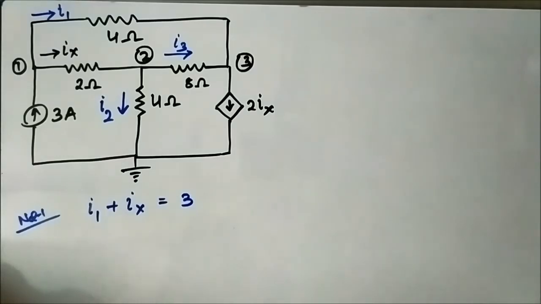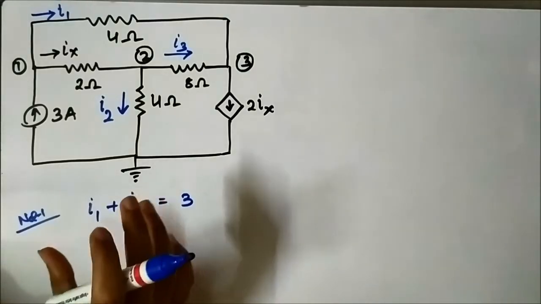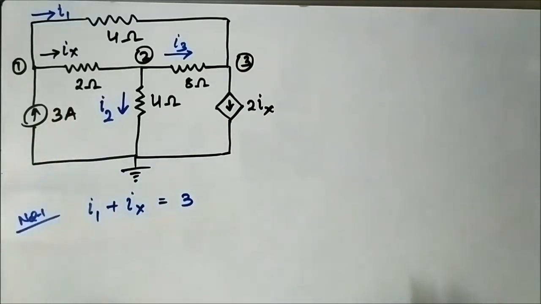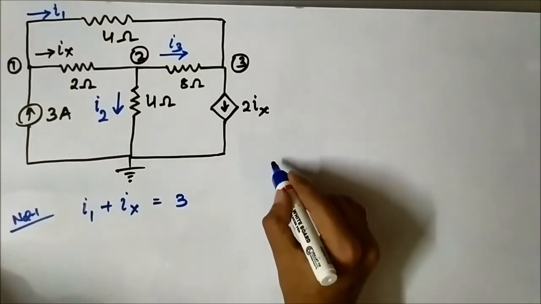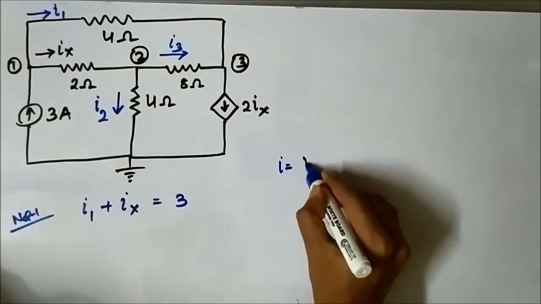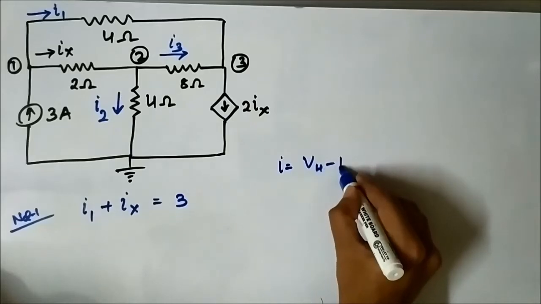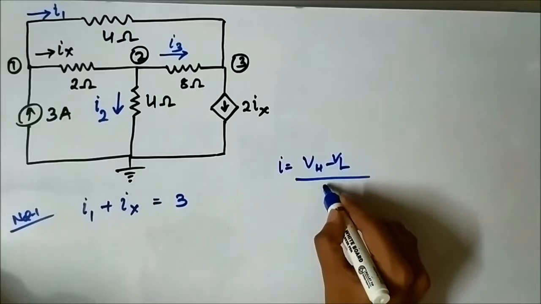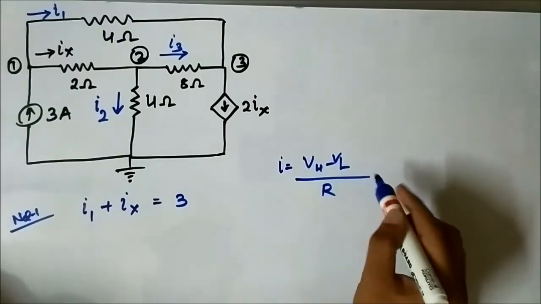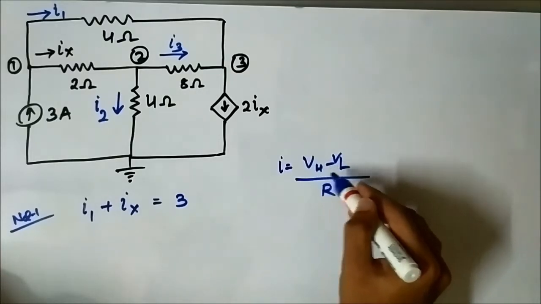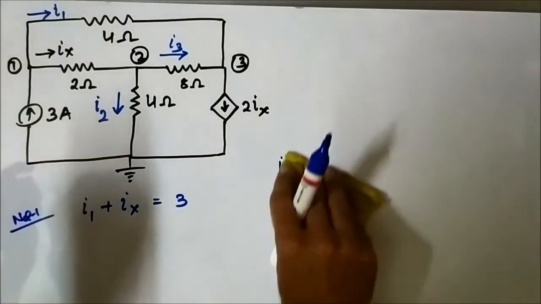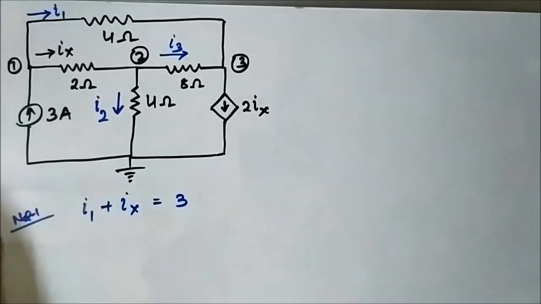Now we have to convert these nodal equations which are in the form of currents into nodal voltage equations. We know that current always flows from a higher voltage point to a lower voltage point. So it is VH minus VL divided by the resistance between the 2 points. This VH is the higher voltage, VL is the lower voltage. So here also, we use this concept.